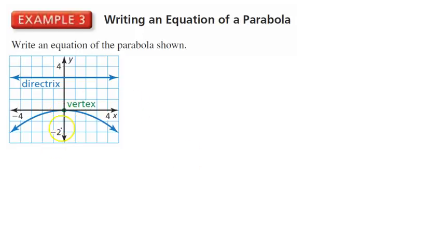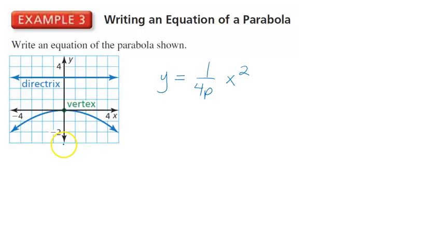Alright, so this one is opening down. So this is going to be a y equals 1 over 4p x squared kind of a deal. And we need to figure out what p is. Well, if you recall, p tells you how far away the directrix and the focus are, right?